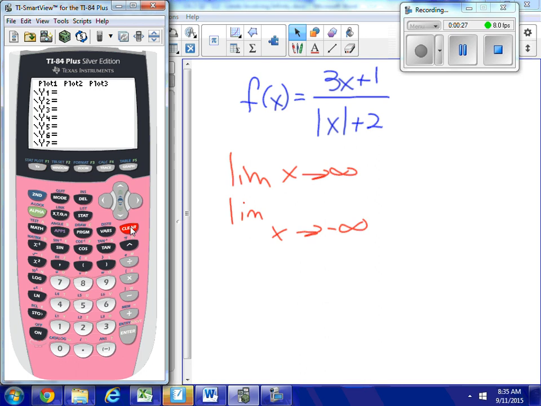Numerator and the denominator, I always put the numerator in parentheses and the denominator in parentheses. So I have 3x plus 1 close parentheses, and I'm dividing that by absolute value of x. Now to get to the absolute value of x, there's two ways. You can go alpha f2, and it gives you some of the key functions, the first one being absolute value. Or you could go second 0, which is second catalog, and that gives you all the functions of the calculator in alphabetical order, and the first one happens to be absolute value.